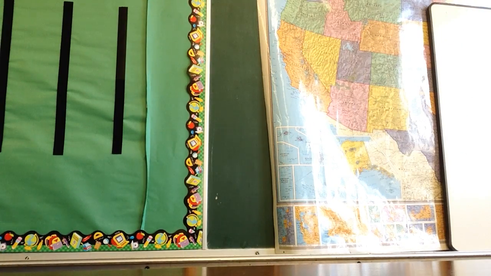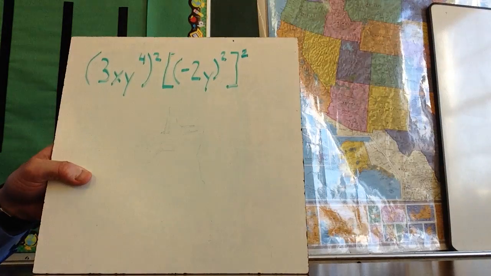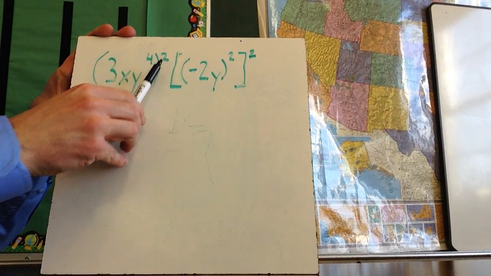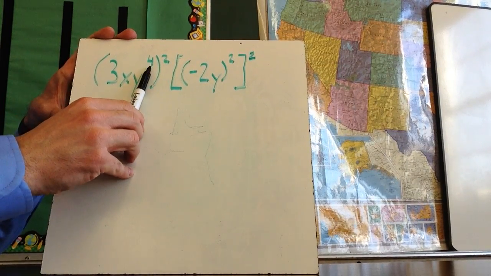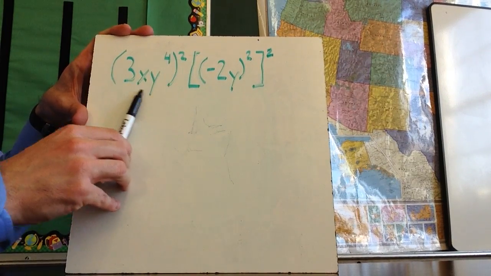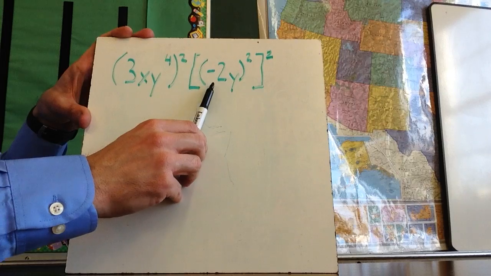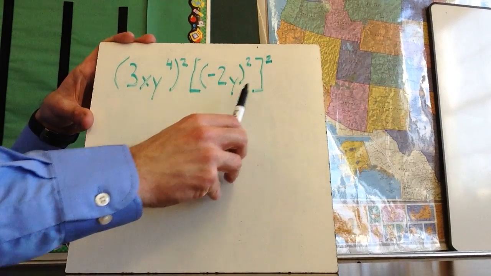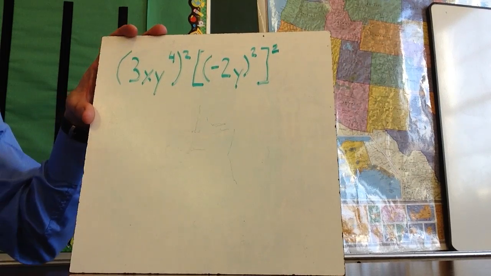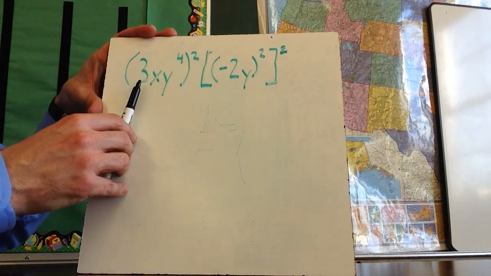Okay, and then putting those all together, this is what happens on a problem like this. 3xy to the 4th, all of that squared. So now this 4 is only working on the y, whereas this 2 is going to work on everything inside the parentheses. Then I got negative 2y squared, and then outside the brackets is also a 2 squaring all of that. So let's take this one step at a time.